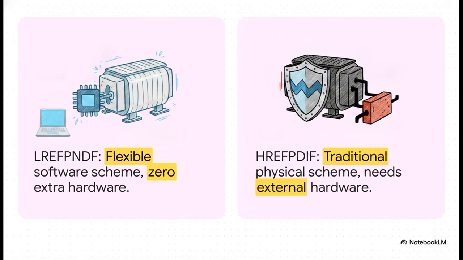Now on the right, we have high impedance REF, or HREF-PDF. This is the traditional old-school method. It's a hardware-stabilized physical scheme that gives you extreme sensitivity for faults near the neutral point, but it heavily relies on an external, physically high impedance path, like a stabilizing resistor, to keep the whole scheme stable during external faults.